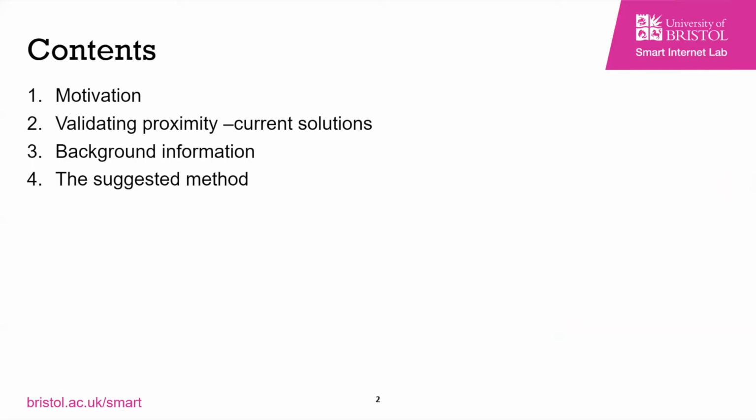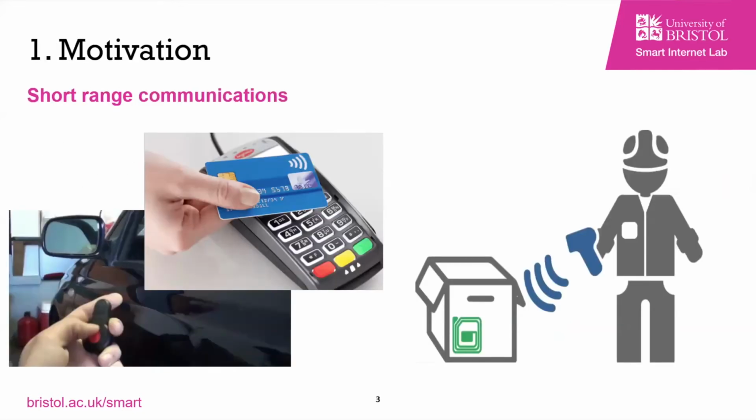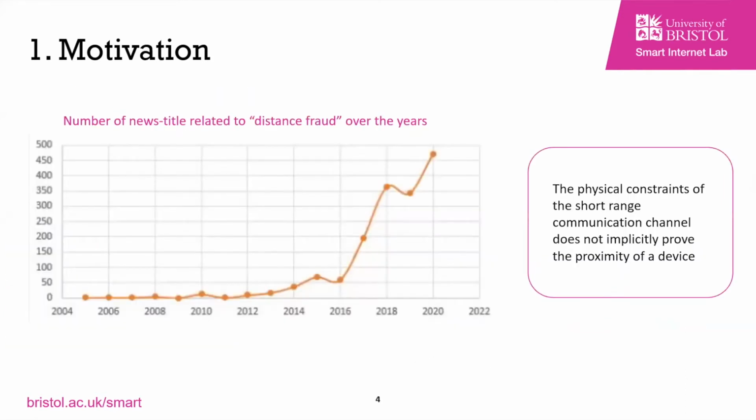Why do we need to validate proximity? Needless to say, short-range communication systems have become an essential part of everyday life. Contactless payments, key fobs, e-passports, there are so many examples. Along with the new technology came distance fraud too. As many may think, the physical constraints of a short-range communication channel does not implicitly prove the proximity of a device. This graph plots the number of news titles related to distance fraud over the years.